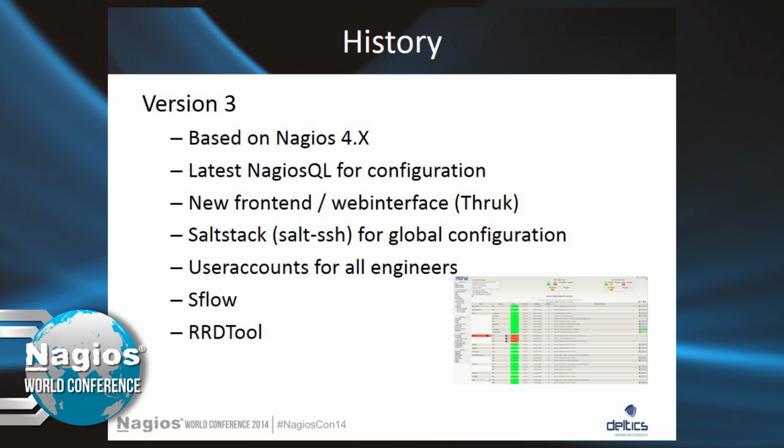I tried to use SaltStack, but got stuck with Salt SSH for global configuration. And we introduced user accounts for all engineers. In the beginning, everybody logged in to Nagios as admin, so every acknowledgement was done by admin, which is not really handy. And we started to use sFlow for bandwidth monitoring and RRDtool for graphing.